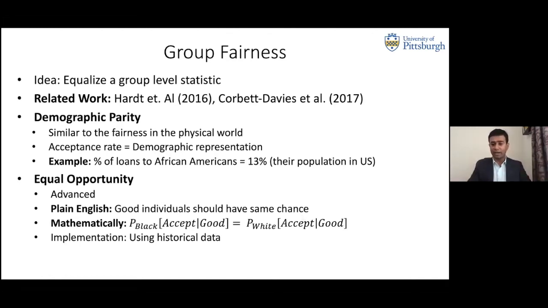That is a conditional probability which you can calculate using the historical data that you have, and it is pretty exciting to see that in algorithmic bias you can have this kind of advanced fairness notion, which was not possible in the physical world, because you don't have access to so much historical data to match these probabilities and calculate these conditional probabilities. So this, in plain English, simply means that good people should have an equal chance.